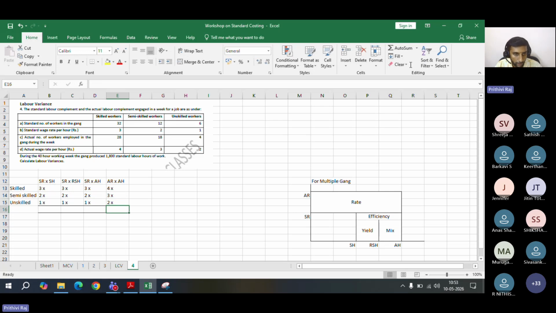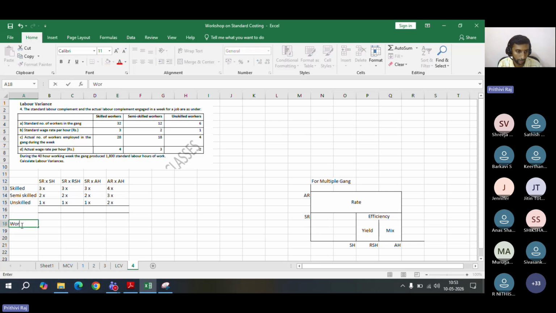So what I did, I just took the number, standard rate and actual rate. This SH is what I said before. That is standard labor hours. It's not hour. The given, you have to multiply the number of labor into hours. Similarly, AH is actual labor hours. You have to do the calculation.